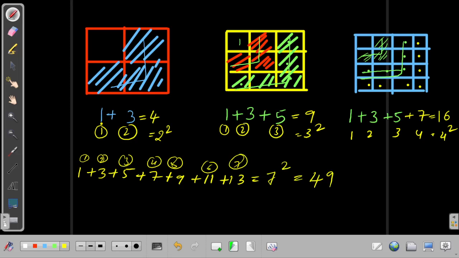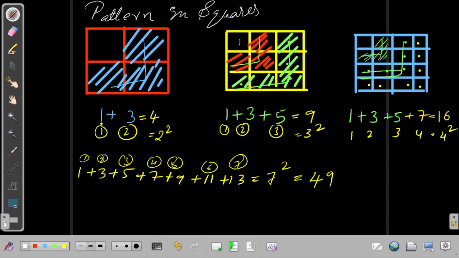Are you getting? So this is a pattern in squares. What does this mean? This is a pattern. So it is a pattern in squares. You can try for any type of square. Okay, pattern in squares.